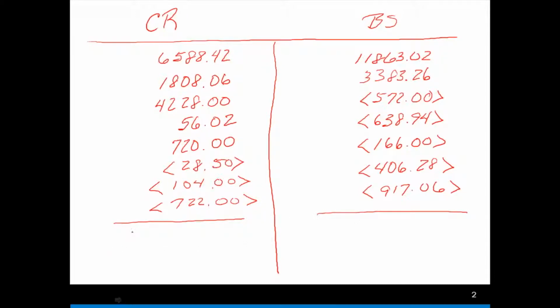Okay, and the final balance, when I do the math, I take the 6,500, 1,800, 4,200. I do the math for all of this. I end up with an ending figure of $12,546 even. Okay, I do the same thing with the bank statement side. I take this 11,800, 3,300, and all of these checks, and when I do the math, I end up with $12,546 even. Okay. Now they're the same. That means I've reconciled. Great, done.